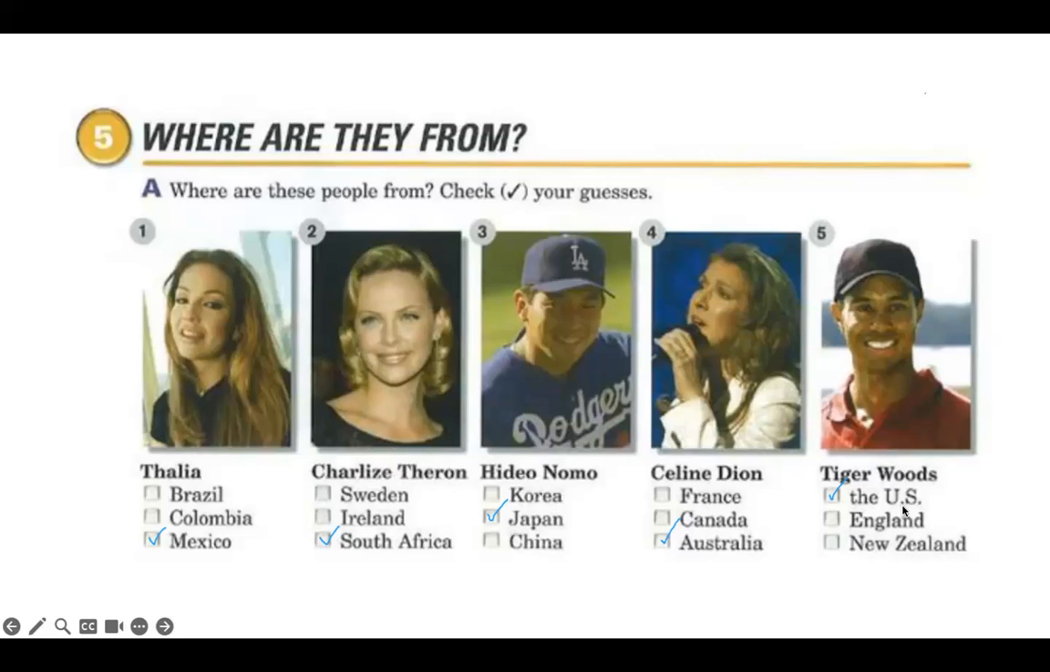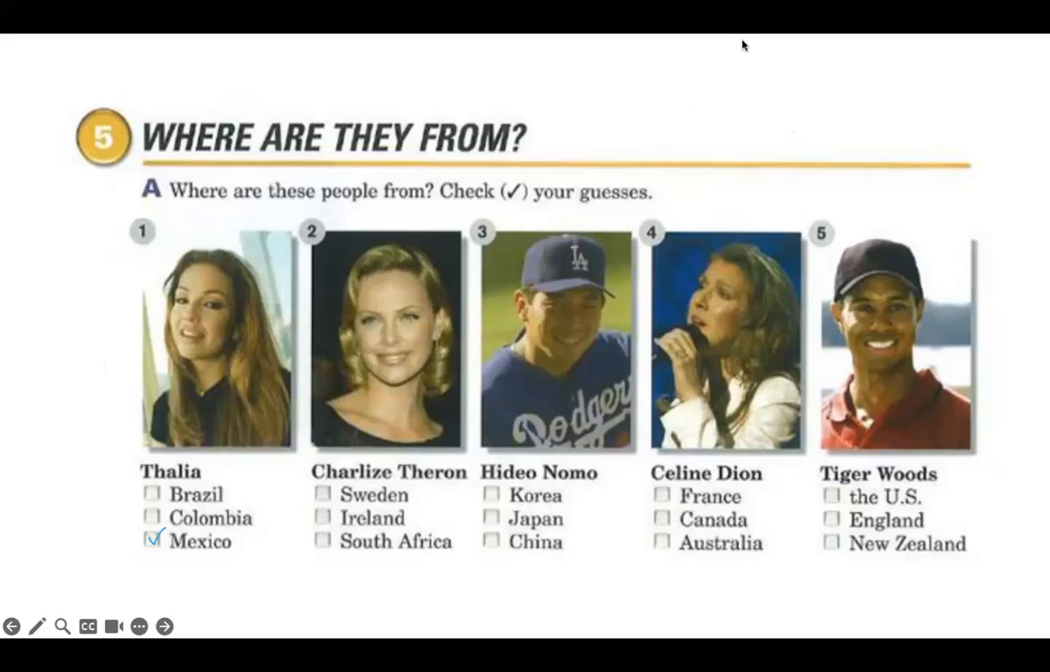The US or the United States. The US. Yes, it's okay. Okay, you can say the USA or US, right? Now we have England. England. Awesome. New Zealand. New Zealand. Okay, awesome, guys. Thank you so much. I think we're good with all of them.